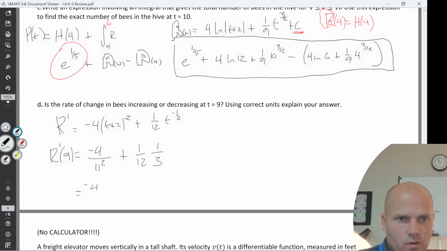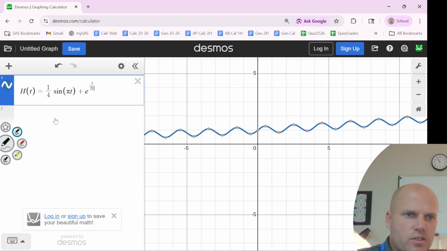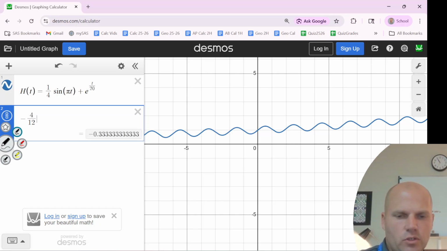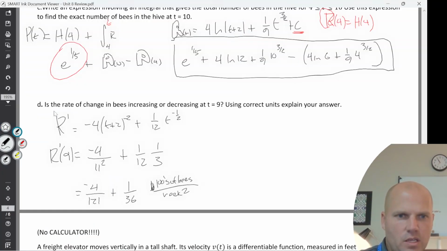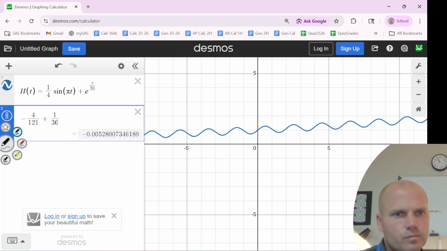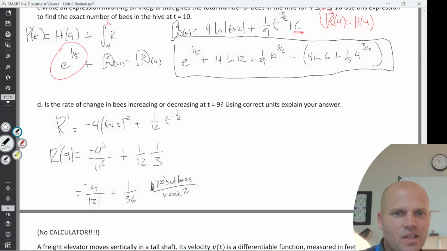I don't know if this is positive or negative. This would be hundreds of bees per week squared. I'm just going to check really quickly. The values that you're going to have on your test are going to be totally doable. I just kind of made these problems up over the weekend without checking them. Oh, it's barely negative. That's crazy.